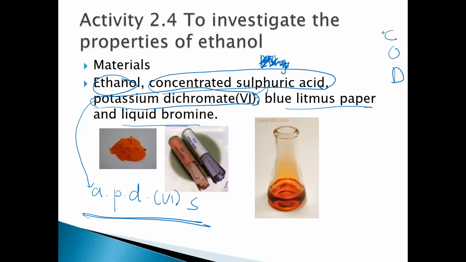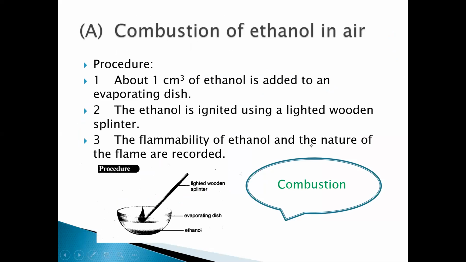So we look at the first experiment. Okay, we see the first experiment. I take ethanol and I put it in an evaporating dish. And then I light up the ethanol with the splinter. Okay, and then I see the flammability. Can light up or not? Okay, and then I record it.